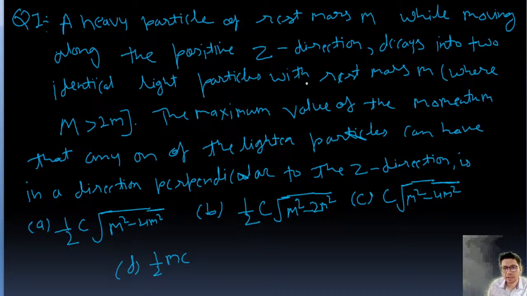Okay, so light particles with rest mass m, their rest mass is m, which is given. And we need to find the maximum value of the momentum that any one of the lighter particles can have in the direction perpendicular to the z direction.